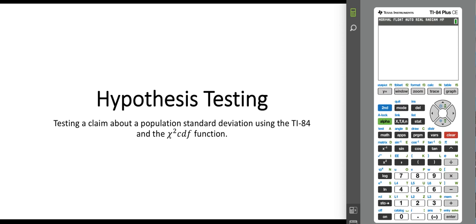Everybody, it's Mrs. Dunn. We're continuing our discussion of hypothesis testing. Today we're testing a claim about a population standard deviation. We're going to be using our calculator and the chi-squared CDF function on the calculator.